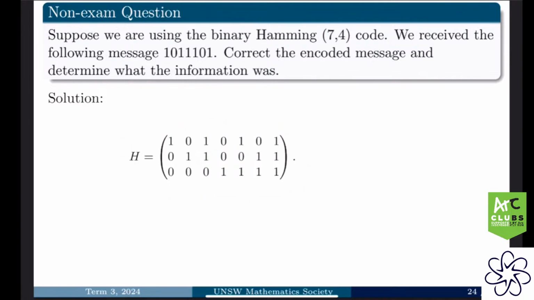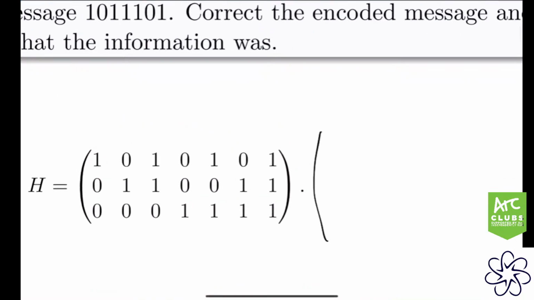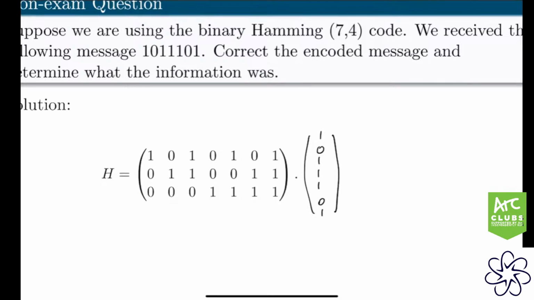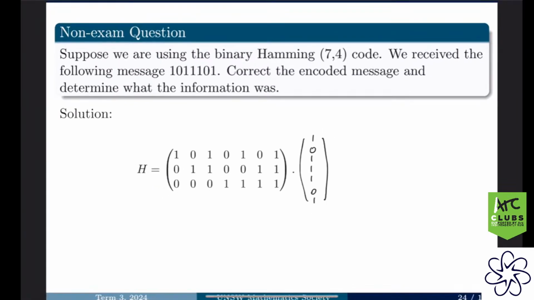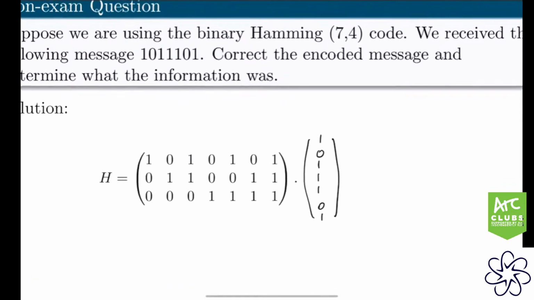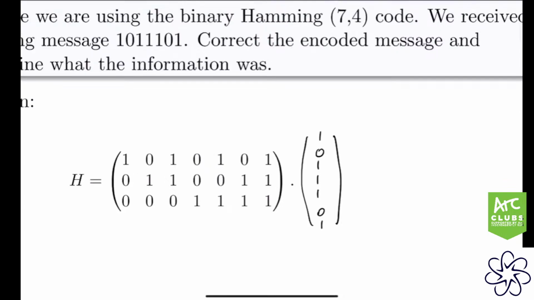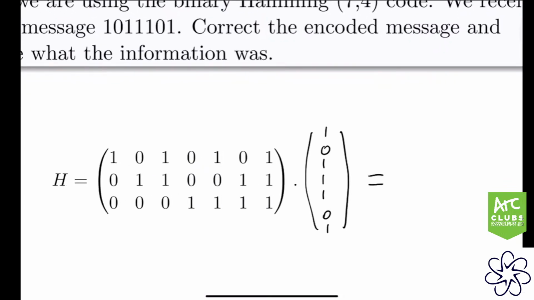Okay, great. So we'll take our code word or vector here. Note that code words are vectors. They are different ways of saying the same thing. And we need to multiply this out. A nice trick that is taught is actually writing the vector above it.